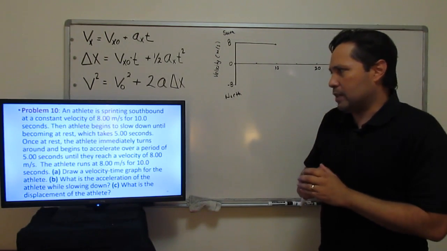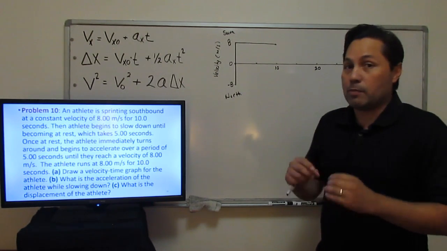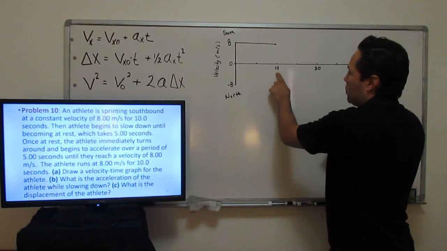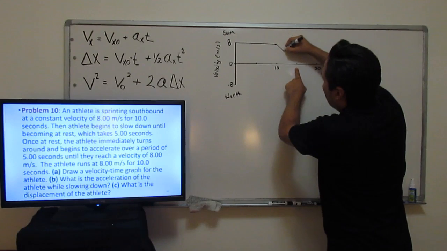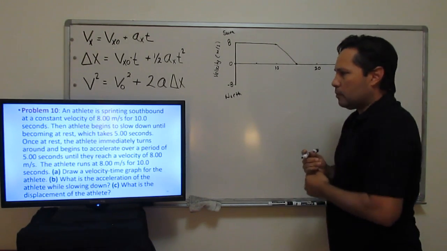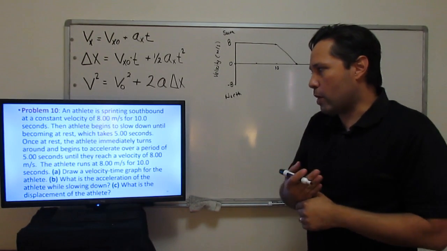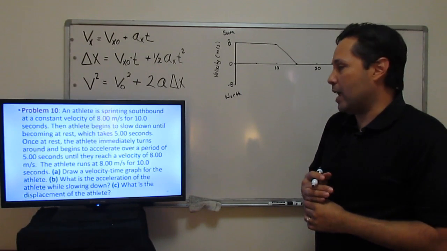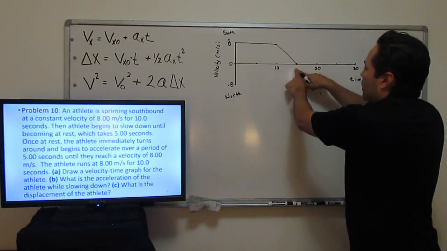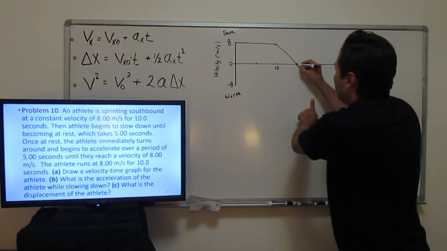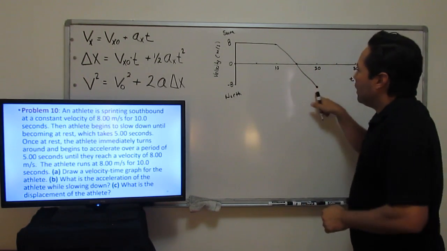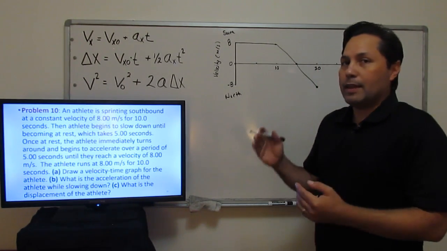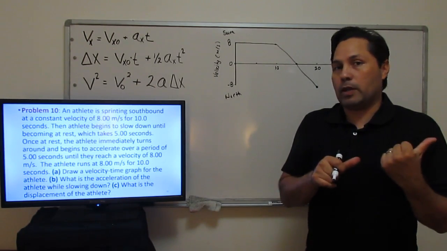Alright, then they describe it. The athlete begins to slow down until coming to rest. That means that the velocity is 0 and it takes 5 seconds. So from 8 down to 0, it takes 5 seconds. So here's 10, that's 15. So my line will look like that. Next, the athlete turns around and begins to accelerate over a period of 5 seconds until it reaches a velocity of 8 meters per second. Again it's going to take 5 seconds to reach 8 meters per second. And if you're wondering why the line is on the negative side, it's because the athlete turned around, so now it's going in the other direction.